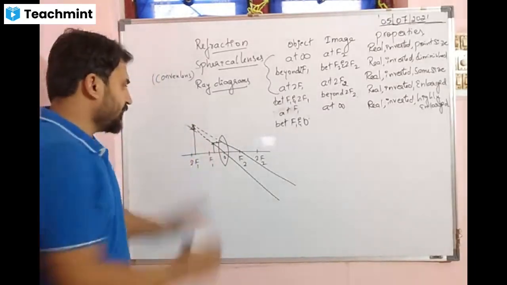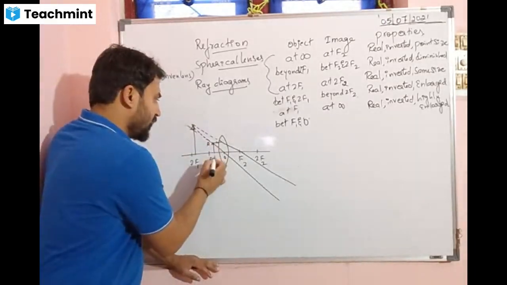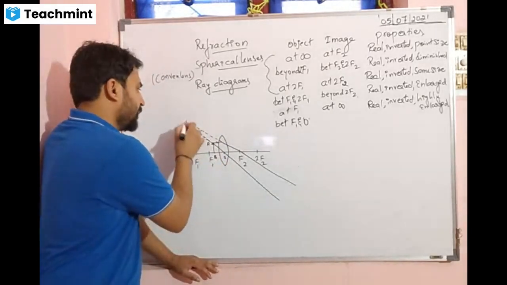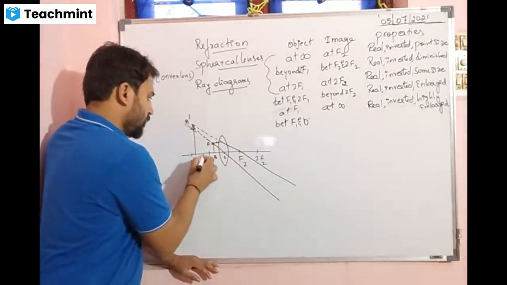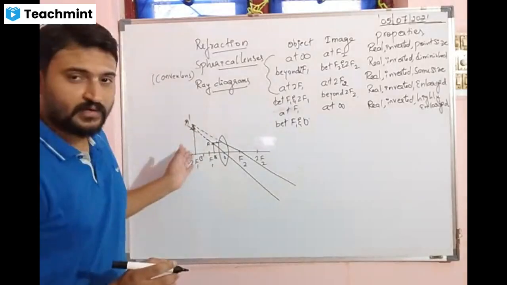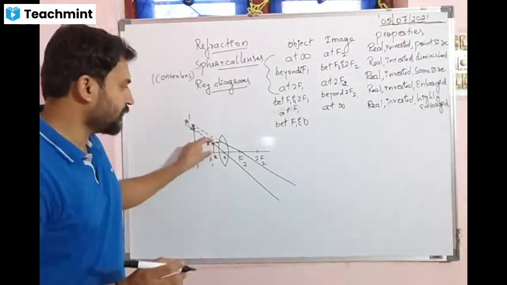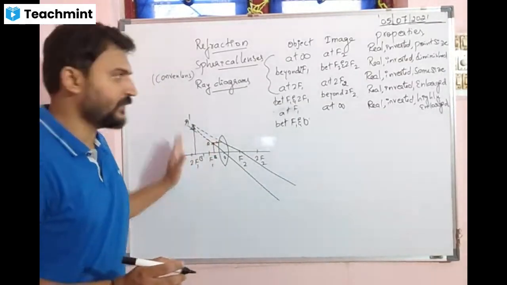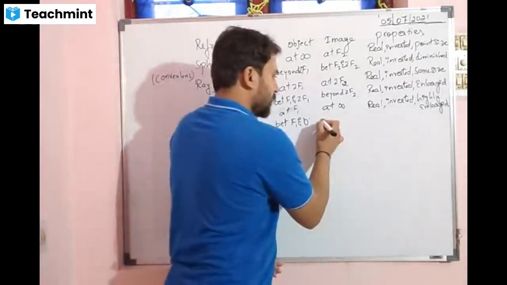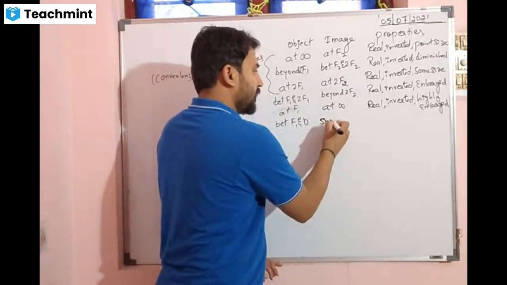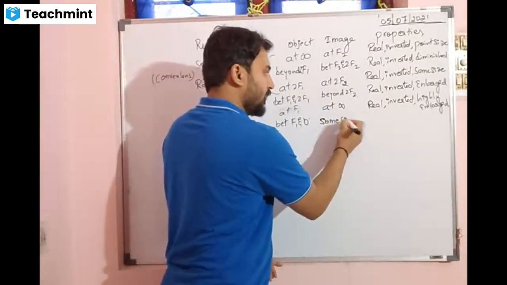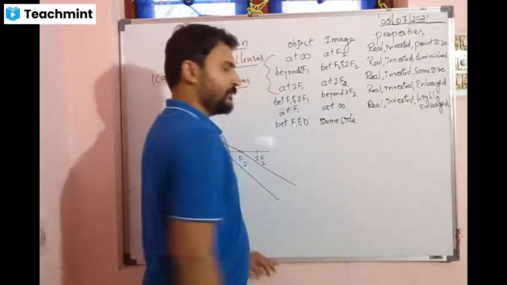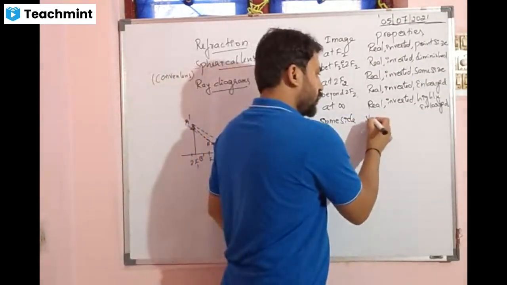So do you think the image is formed on the same side or on the opposite side? Same side. The object is here, and the image is also on the same side. So here you can write the position of the image as the same side. So it will be virtual.